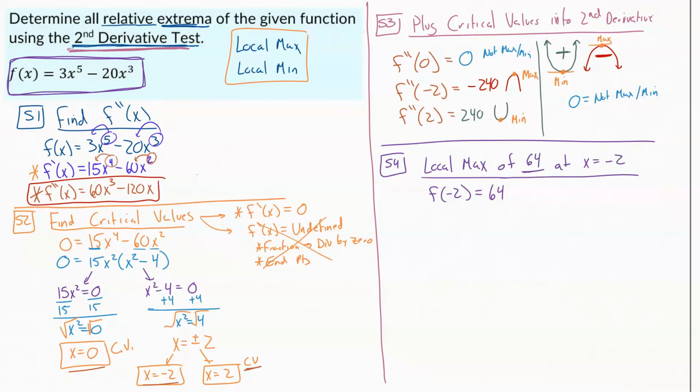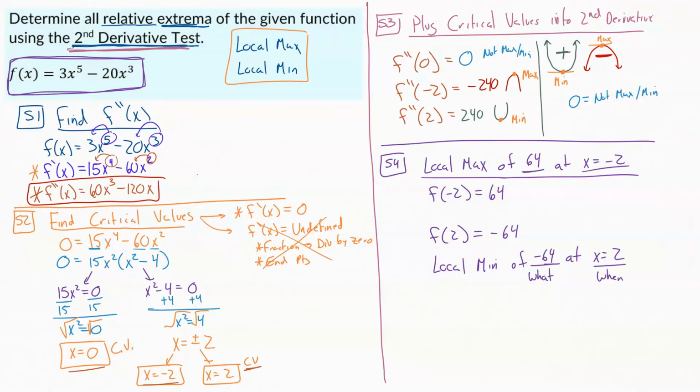at x equals negative 2. Doing it for 2, you would say at f of 2, plugging 2 back into that original equation, you're going to get out negative 64. And so, final language might look like local min of negative 64. The x values are always when the max or min occurs. The y values are always what that max or min is. And so out of there, we were able to draw our conclusions about the relative extrema using the second derivative test.